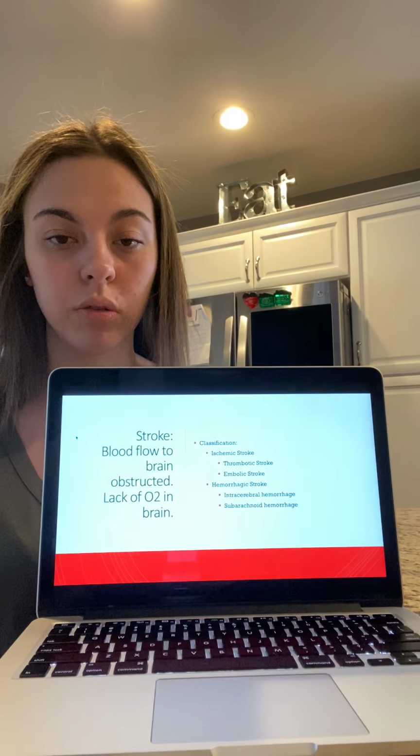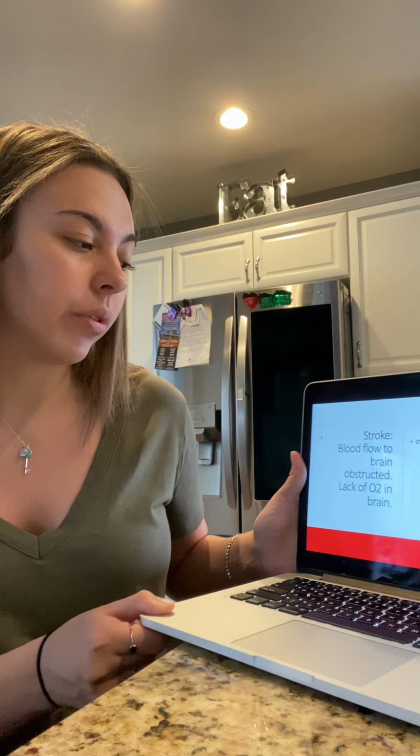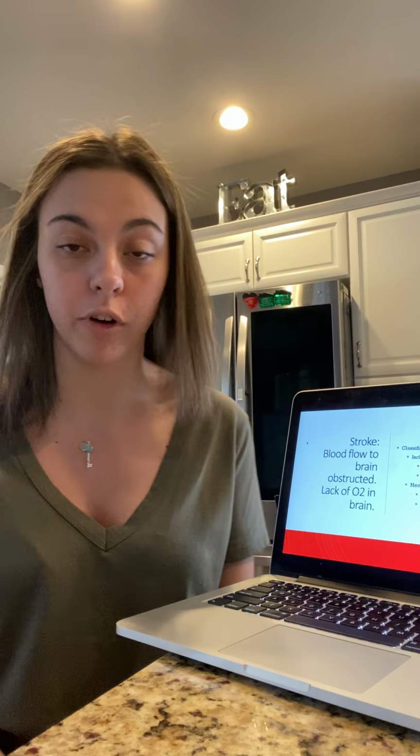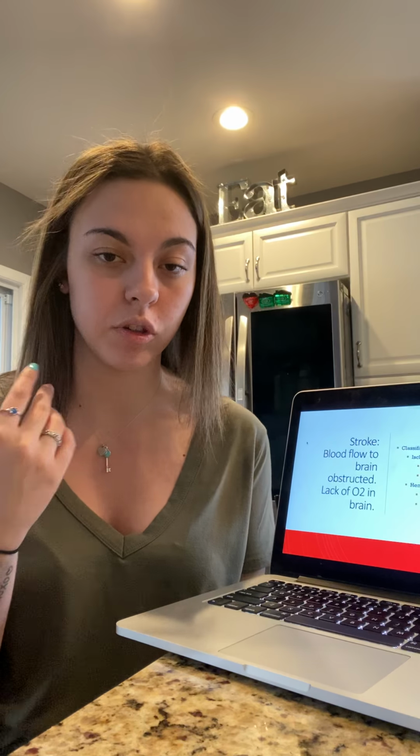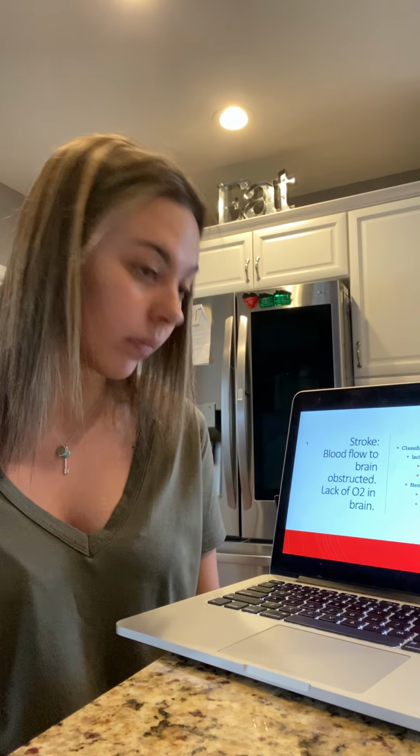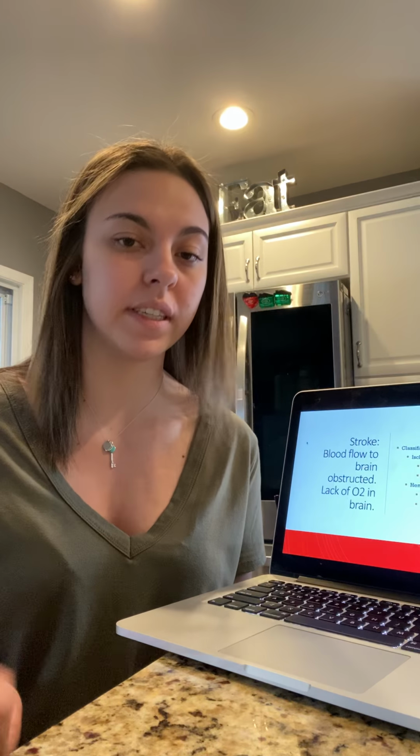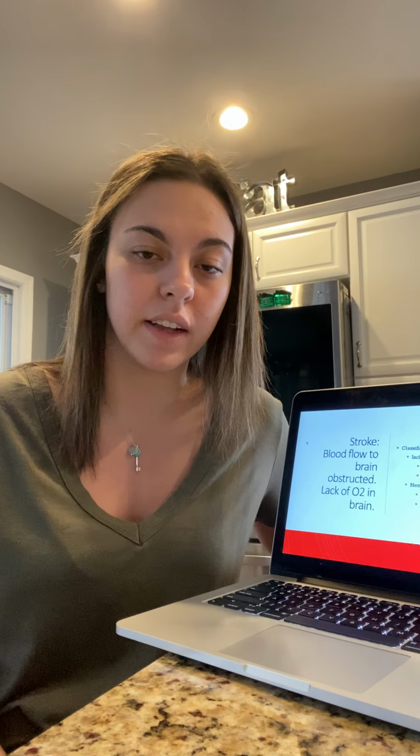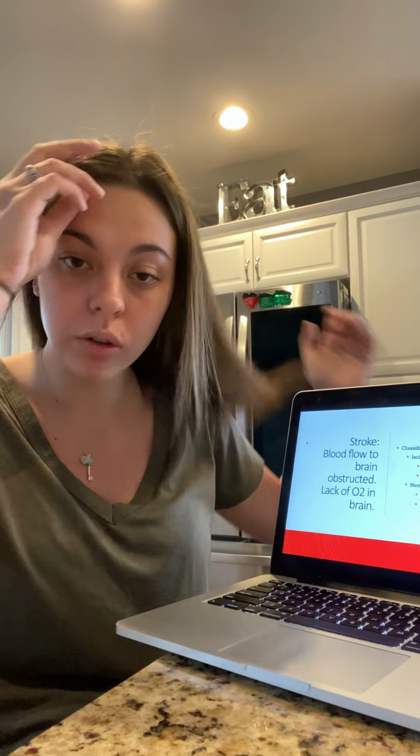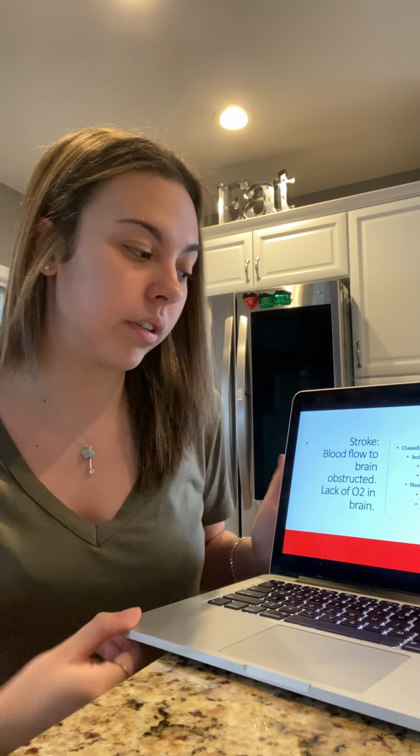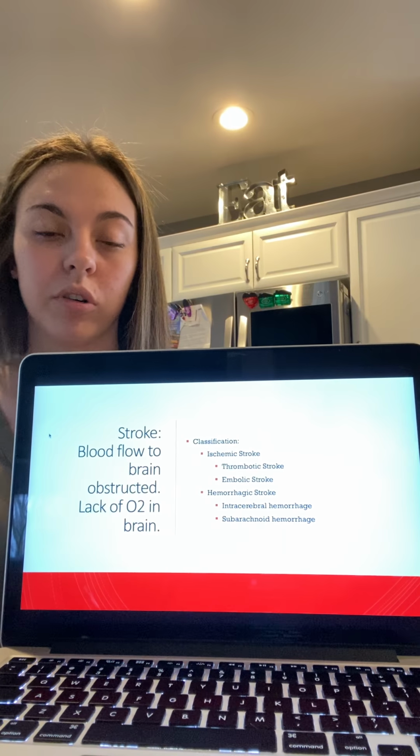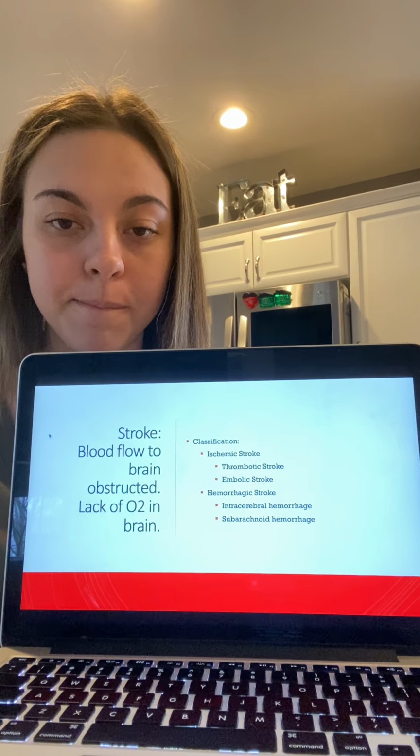So what is a stroke? And the classifications. So there are two classifications of a stroke, one being an ischemic stroke and one being a hemorrhagic stroke. And the definition of a stroke to begin with is the blood flow to the brain is obstructed, so there's a lack of oxygen to the brain. So this ischemic stroke also has two classifications underneath it, and that's a thrombotic stroke and an embolic stroke. And then for hemorrhagic stroke, there's an intracerebral hemorrhage and a subarachnoid hemorrhage. And then we're going to talk about each one in the next slides.